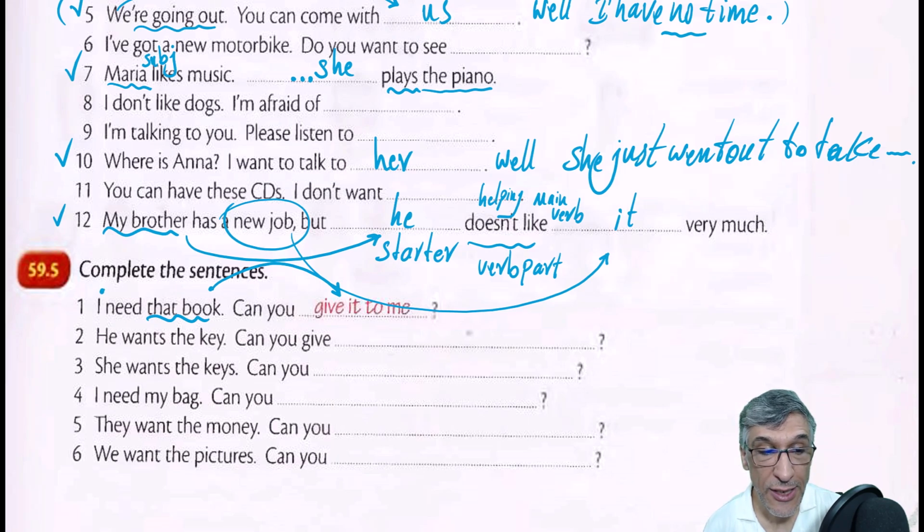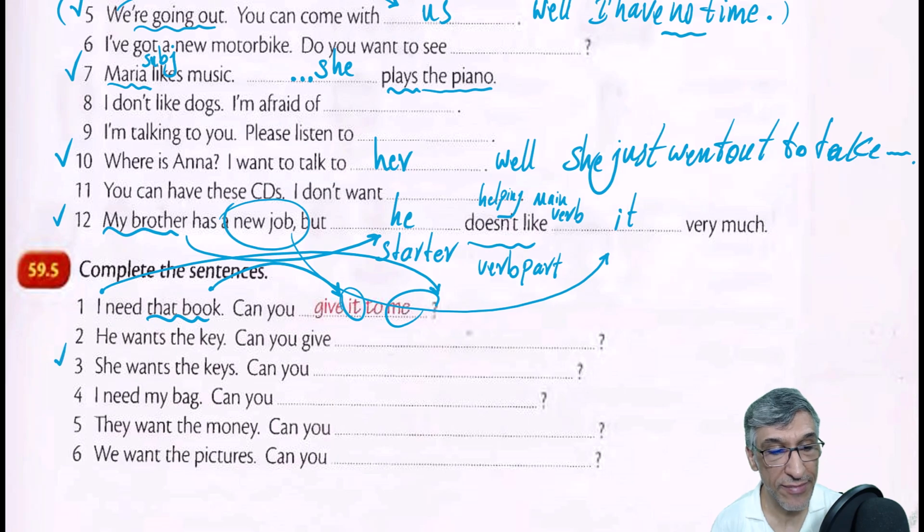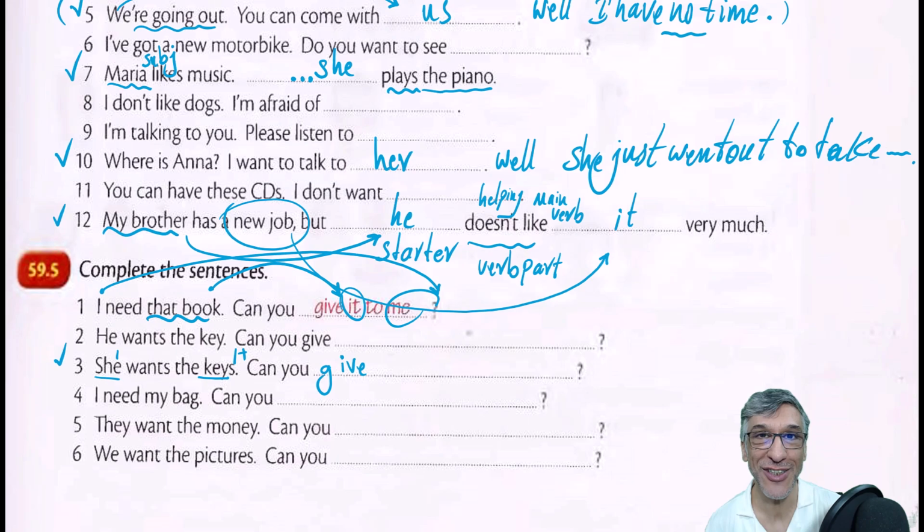I turn it into me. Look at this. Oh, here, me. And it. What about she? Number 3. I said she wants the keys. She, one singular, and the keys, more than one. Can you give what? She to the keys or keys to the she? Which of them? Just think about it. Well, keys to the she, of course.